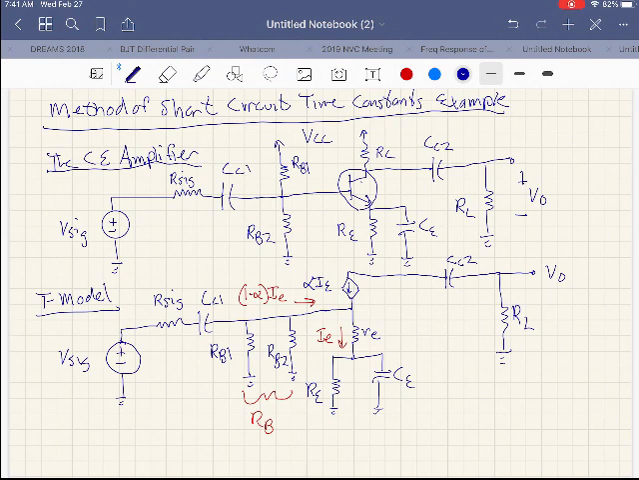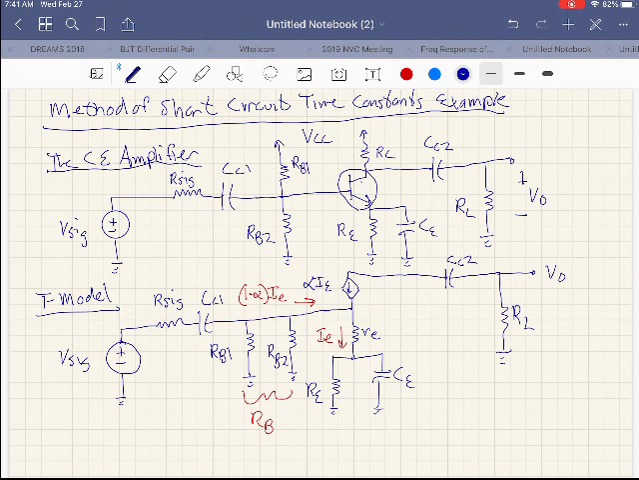Again, for the T model, what you do is you basically ground the DC supplies. So RB1 drops to ground. RB2 was already at ground, so now you've got RB1 in parallel with RB2. We're calling that RB, that's in red here. We can identify a current. 1 minus alpha times IE is the current at the base.